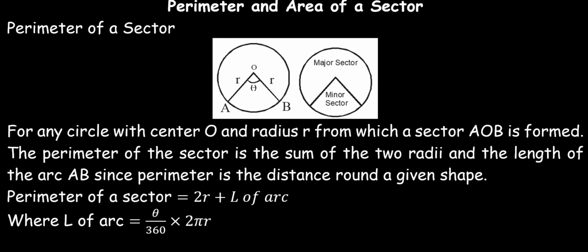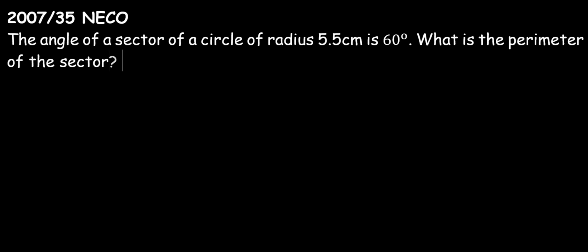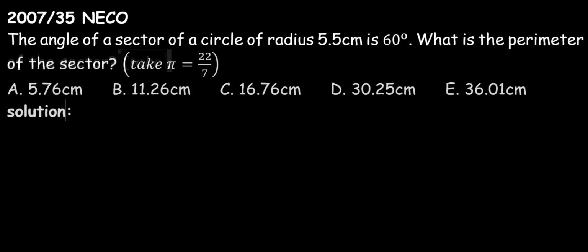Next, let's take some examples. 2007/35 NECO. The angle of a sector of a circle of radius 5.5 cm is 60 degrees. What is the perimeter of the sector? Take pi equals 22 over 7. The options are given. Solution.